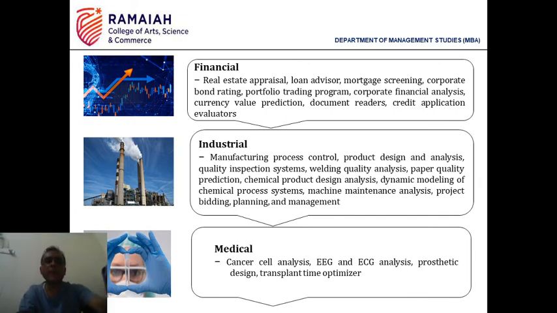Now if you look at the industrial side: manufacturing process control, product design and analysis, quality inspection systems, welding quality analysis, paper quality predictions, chemical product design analysis, dynamic modeling of chemical process systems, machine maintenance, and project bidding and planning environment. All these are part of the industrial applications of neural networks.